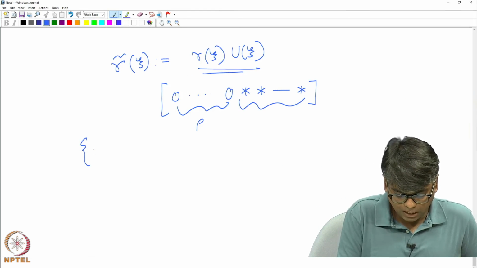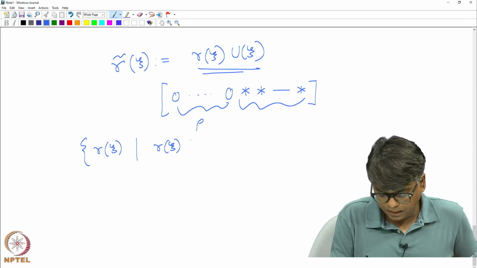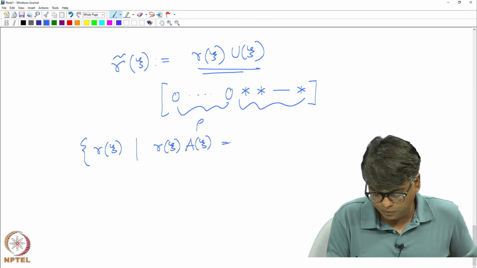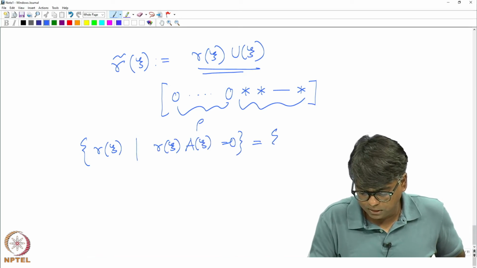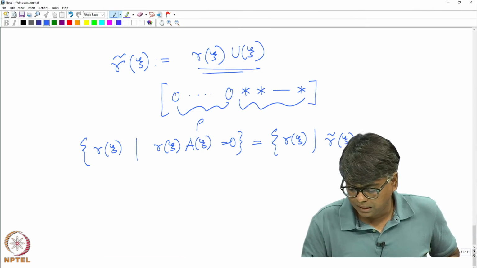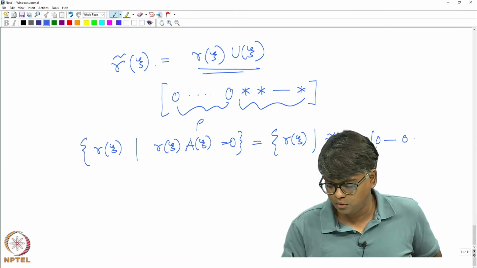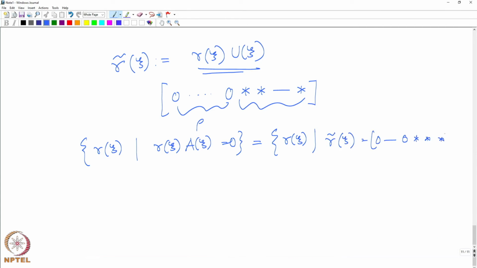So, the set of all R xi such that R xi A xi is equal to 0 is equivalent to the set of all R xi such that the corresponding R tilde xi has the structure: first rho entries are 0 and the remaining are anything. So, these stars can be filled up as they are to get all possible R xis which satisfy this condition.